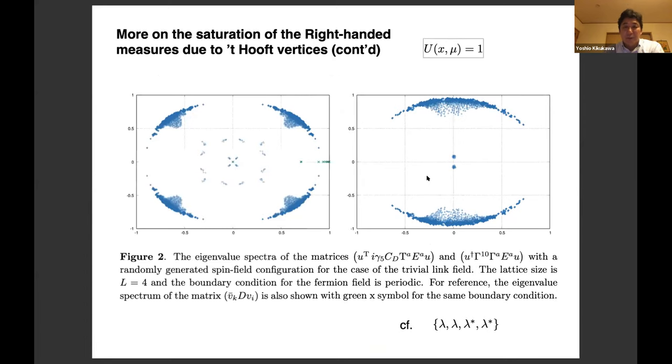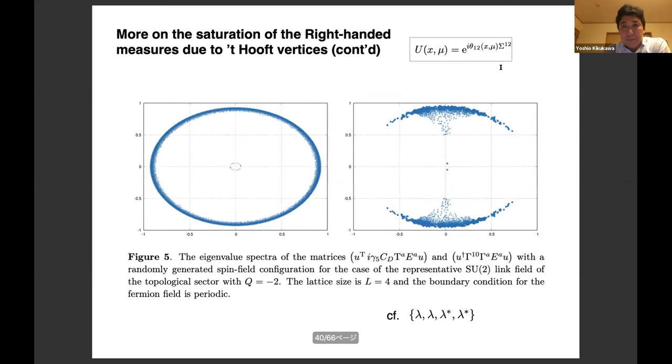So let me show you the eigenvalue distribution of these two matrices for the trivial link field. Here we have a certain low-lying eigenvalues, but we do not have vanishing eigenvalues. We can see that the eigenvalues come in complex conjugate pairs. Then the Pfaffian stays real positive in this case. The spin field is generated randomly, and this is a typical eigenvalue distribution.